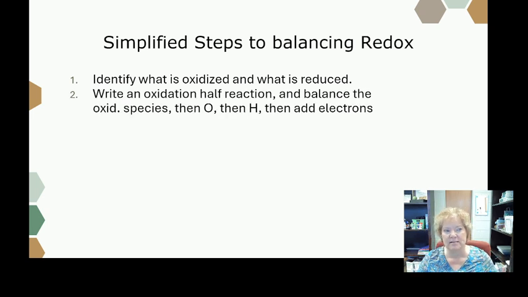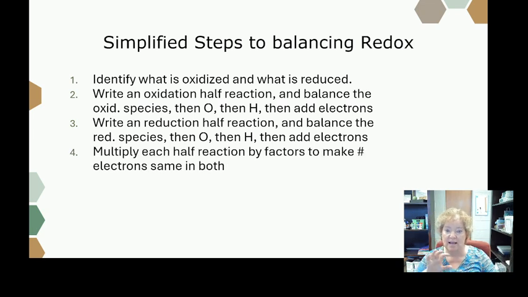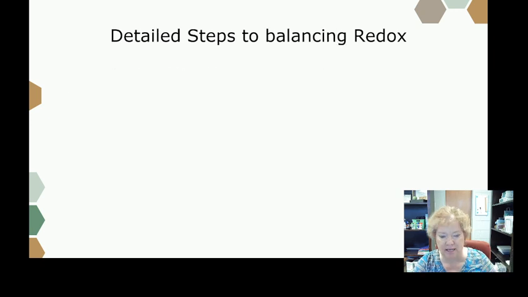And then once I have the oxidation numbers, I'm going to break up into an oxidation half reaction. I'm going to balance the oxidized species, then oxygen, then hydrogen, and then add electrons. And then I'm going to make the reduction half reaction. I'm going to balance the reduced species, then oxygen, then hydrogen, and then add the electrons. And then I'm going to scale the two half reactions and multiply them if they need to have the same numbers of electrons. And then I'm going to add them back together, and cancel out the electrons. All right, now in much more detailed steps, and again, this works better when you're working side by side with these steps in an actual problem.